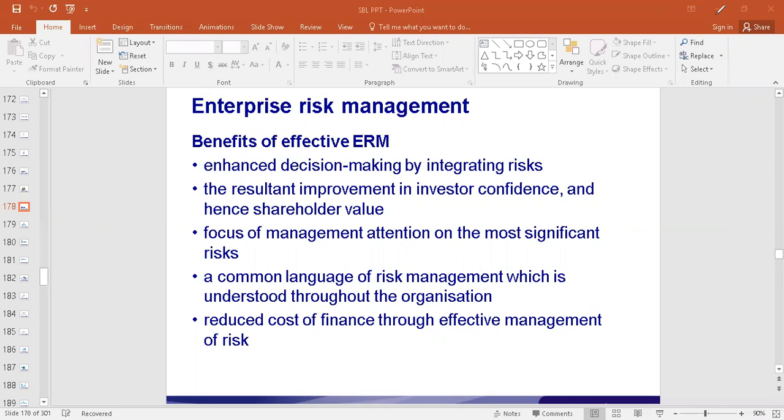Last point, I want somebody to throw light on this. Reduced cost of finance. From where are we talking about cost of finance? Reduced cost of finance through effective management of risk. See, to have a risk management process, it involves costs, isn't it? A new system to introduce involves cost. So what is it that we are talking about basically? Reduced cost of finance. I want somebody to respond. Whatever you feel like you can share.